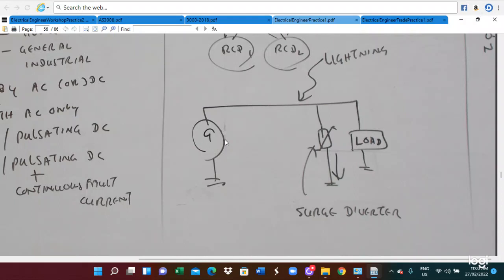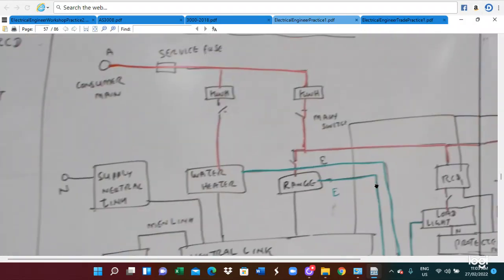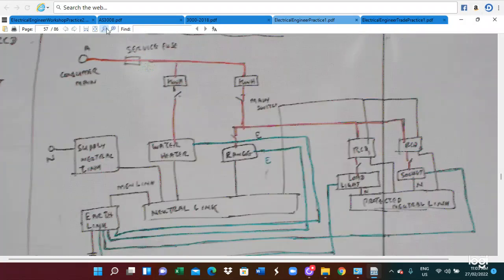Sometimes we also need to consider lightning strikes. To protect against a lightning strike, we have to utilize a surge diverter. In this case, when the lightning comes in, the lightning current is diverted to the ground by using a surge diverter. So this is the connection of the surge diverter. This is the connection diagram of the RCD.